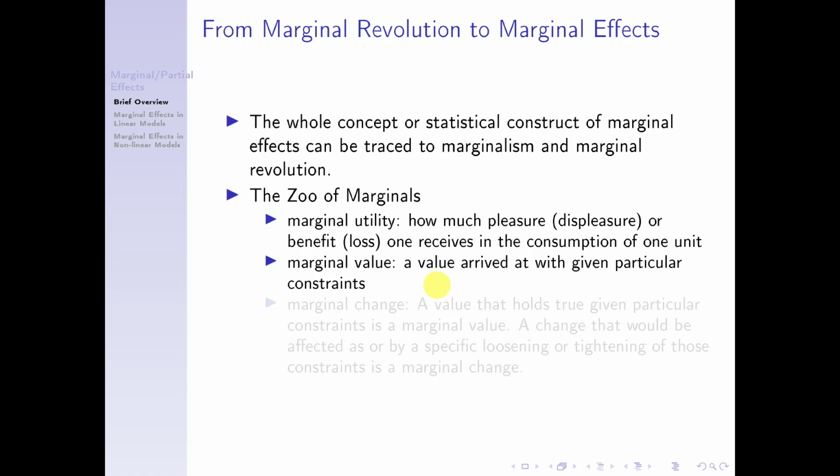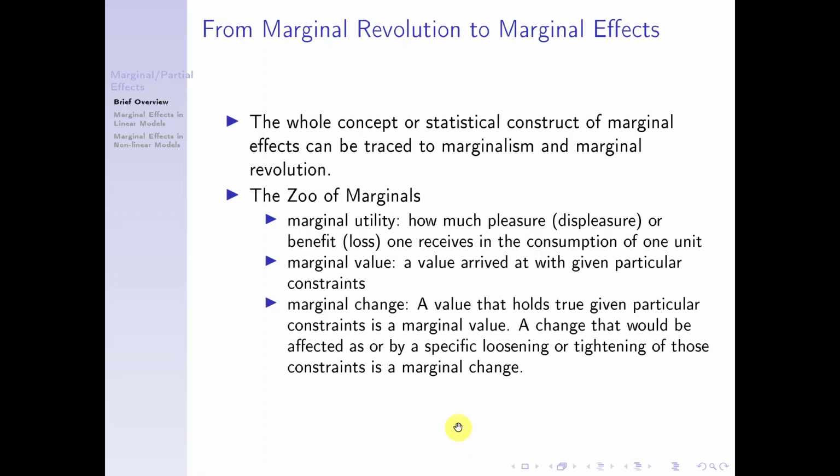So what is marginal value? Marginal value refers to a value arrived at with given particular constraints. Sometimes we talk about marginal change. Marginal change refers to a value that holds true given particular constraints. That is called a marginal value. A change that would be affected by a specific loosening or tightening of those constraints is a marginal change.